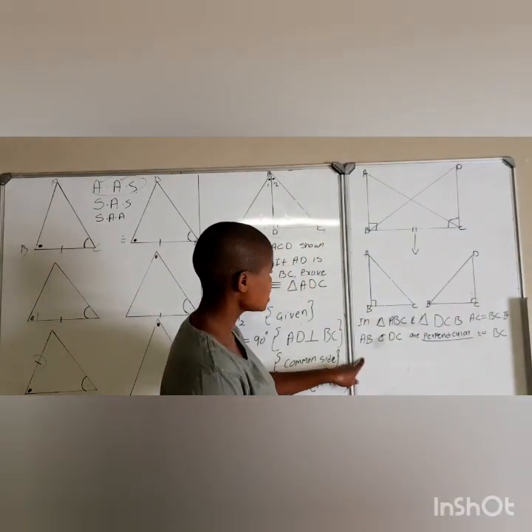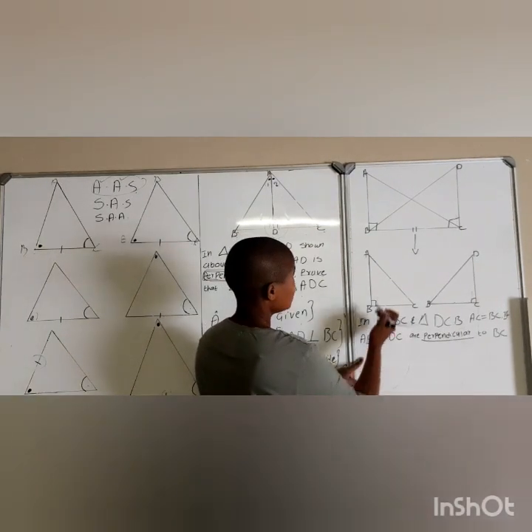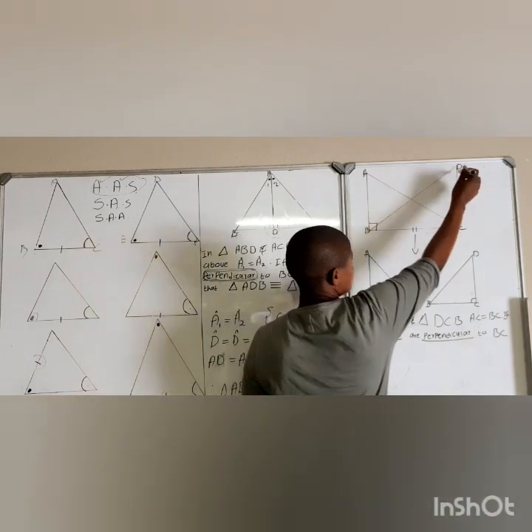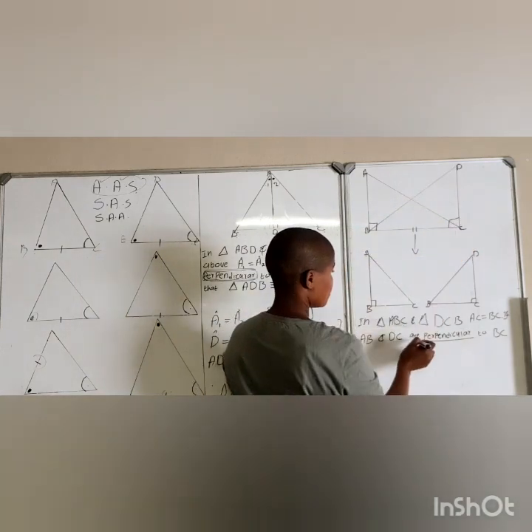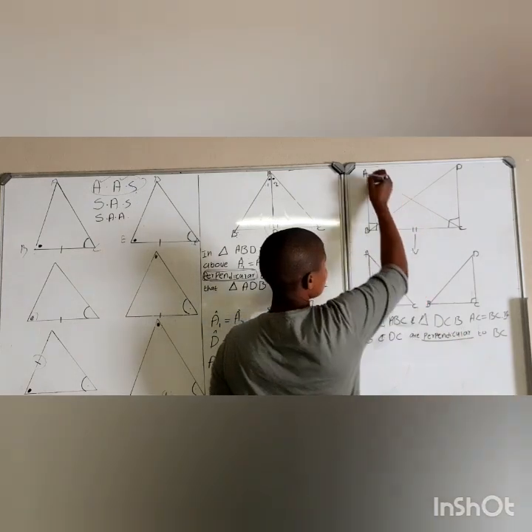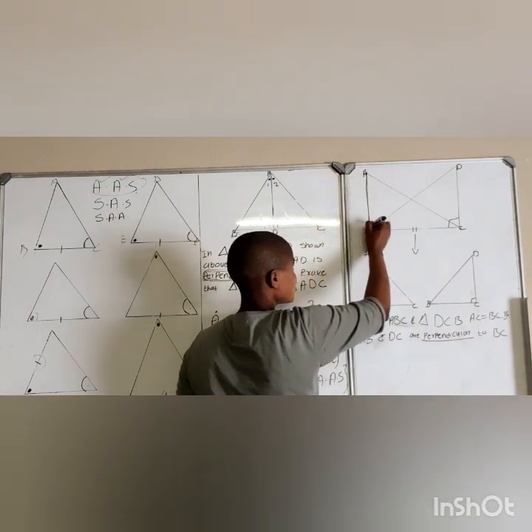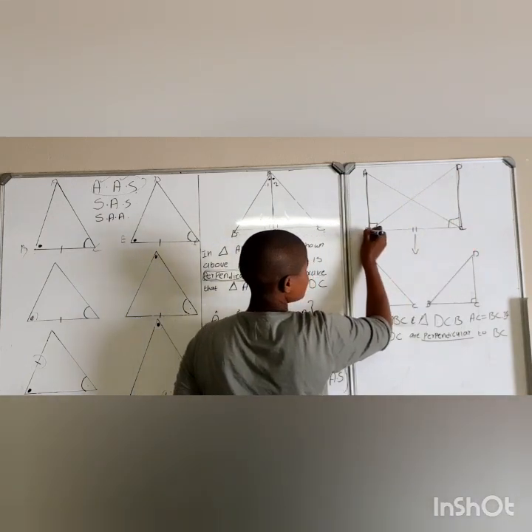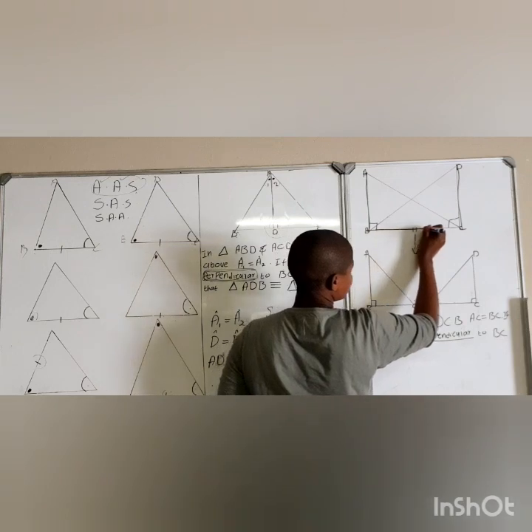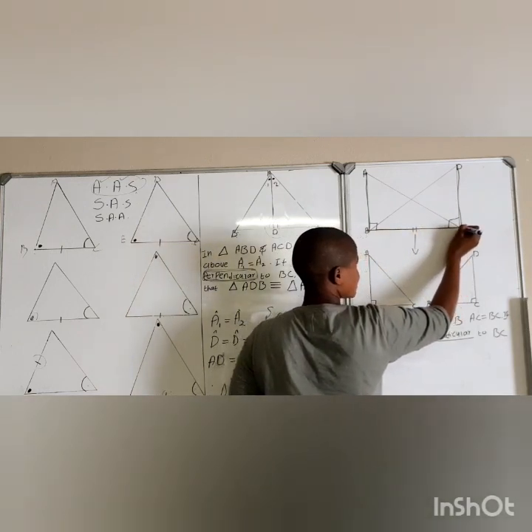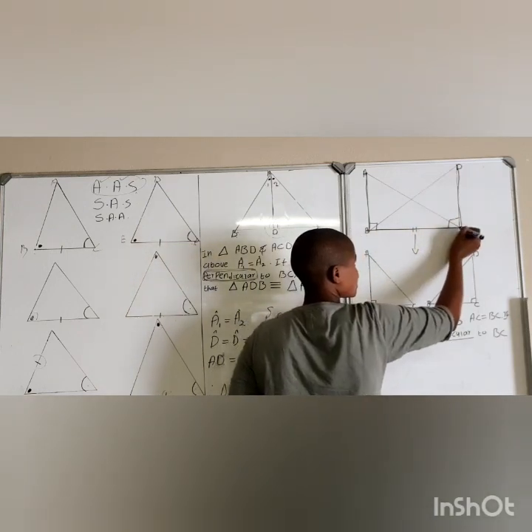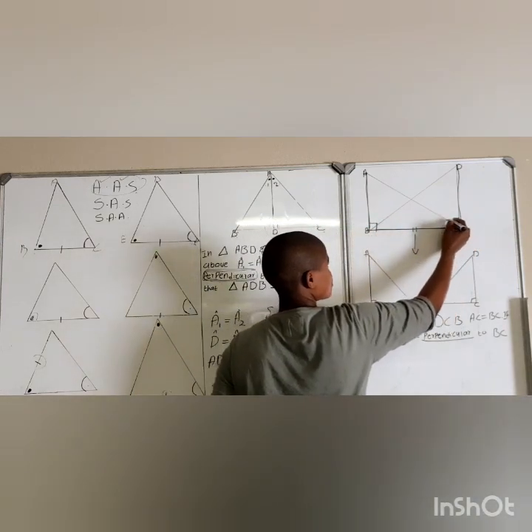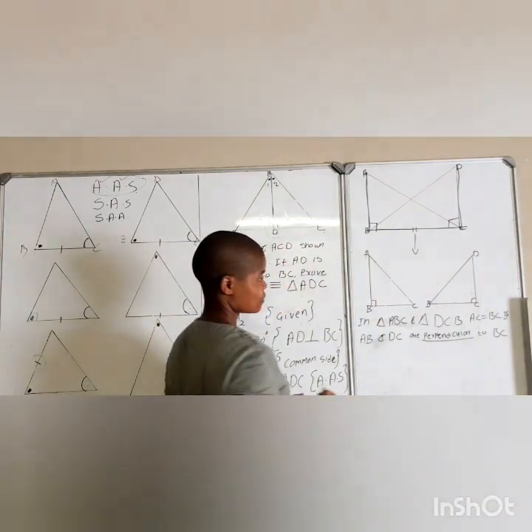So they told me that AB and DC are perpendicular to BC. So you can see that this and this, they intersect. Where they intersect here, see, AB intersects here. Then an angle of 90 degrees is formed. Did you see that? Okay.